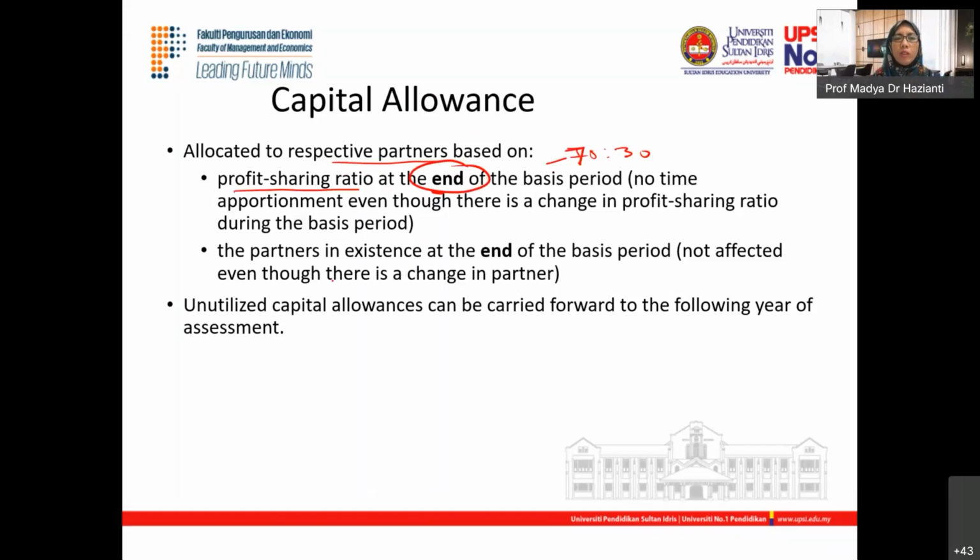And also based on the partners in existence at the end of the basis period. Let's say ada dalam partnership tu ada 3 orang. Ada A, B and C. Hujung tahun C ni keluar dari partnership tinggal A dengan B. So capital allowance hanya akan pergi pada A and B. C tak ada. Sebab C dah tak ada at the end of the basis period. Kat hujung masa kita nak tutup account, C dah tak ada. So he or she will not be entitled to any capital allowances.